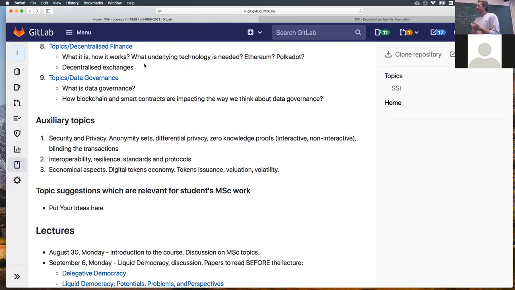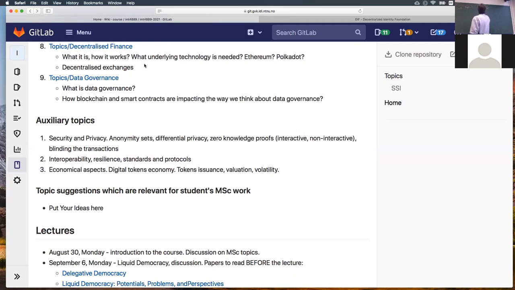So the second last is decentralized finance in general. And that's again a very novel, very new topic that has started in the last 5 or so years. And it is exploding because of the technological innovations and some of the possibilities that blockchains and smart contracts offer.